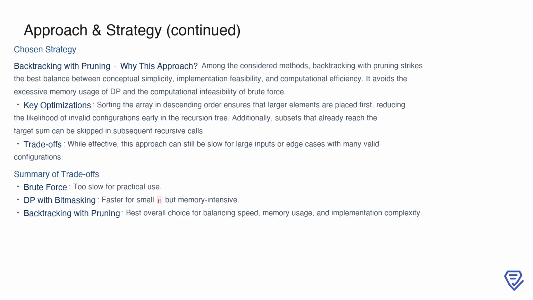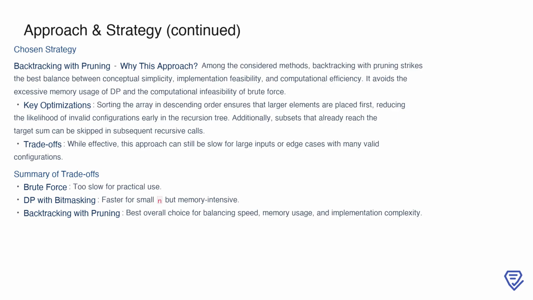inputs. To optimize the backtracking process, we sort the array in descending order so that larger elements are placed first. This strategy minimizes the likelihood of running into invalid configurations early in the recursion tree. Additionally, once a subset reaches the target sum, we can skip further recursive calls for that subset, saving valuable computation time. Despite its advantages, backtracking with pruning can still be slow for edge cases with many valid configurations, especially when the input size grows large.